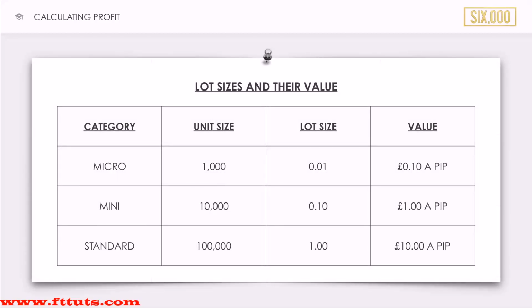Now, lot sizes and their value, they have certain categories. The category for 1,000 units or 0.01 lots is what's known as a micro unit or a micro lot. So your micro lots would go from 0.01 all the way up to 0.09, and as soon as it hits 0.10, it is then considered a mini lot or a mini unit size. Again, this would go from 0.1 to 0.9, and then it becomes a full standard lot size, which would be £10 a pip or $10 a pip.